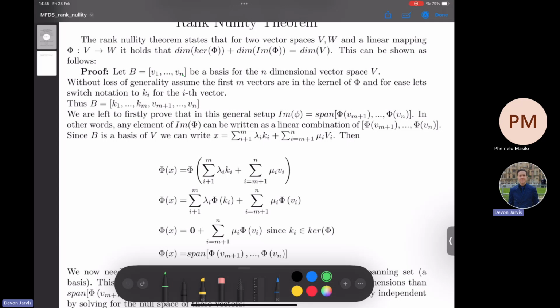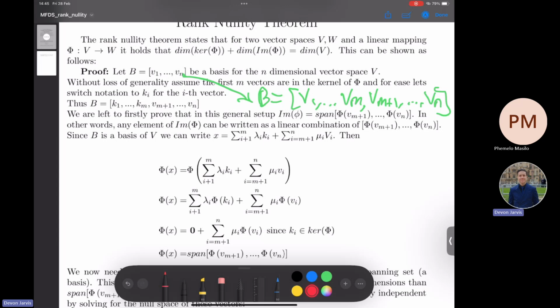So inside of this B basis, right, there's all V1 through Vn. What that includes then is just V1 up to Vm, then Vm plus 1 up to Vn.